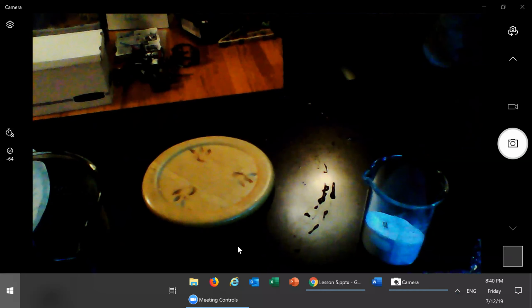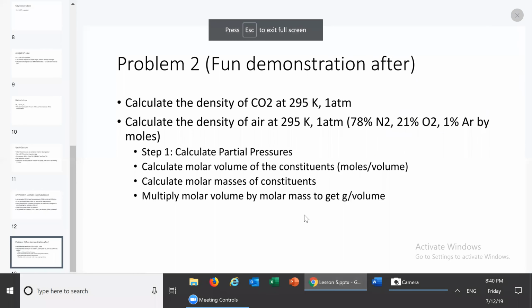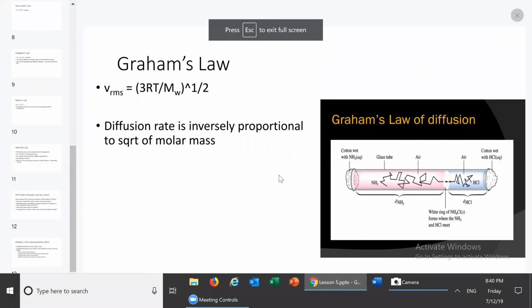But I think you get the point that some gases are more dense than others, and we can calculate these densities, okay? So let's go back to this PowerPoint. Okay. So I just want to briefly talk about Graham's law for a second.